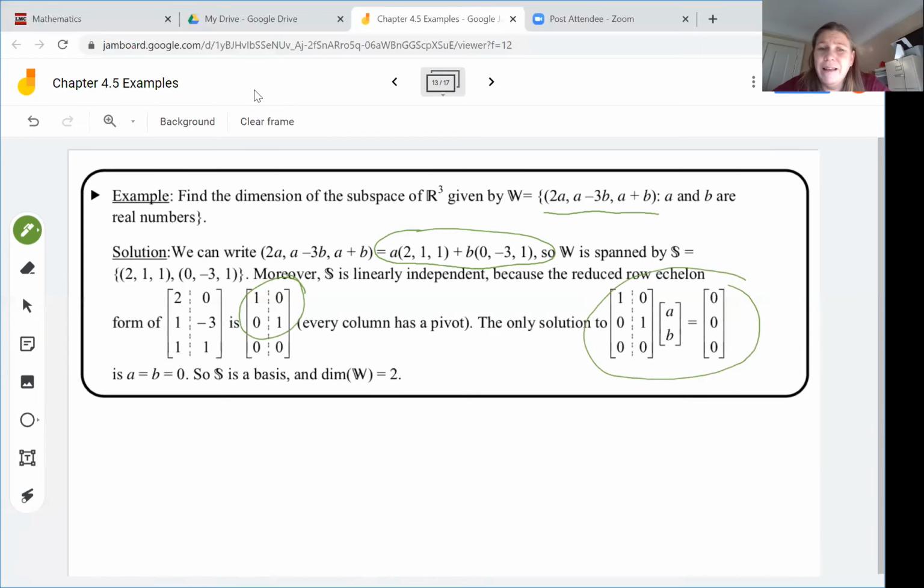So S is a basis, and the dimension of this W, the subspace, is 2. So this is 2 dimensions. And that makes some sense because we could see here, when we look at the original set W, that A and B were dependent in that third component.